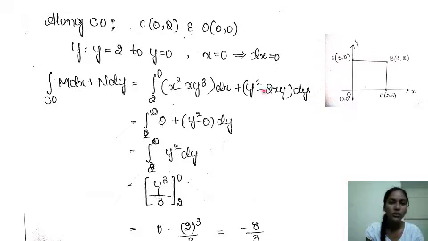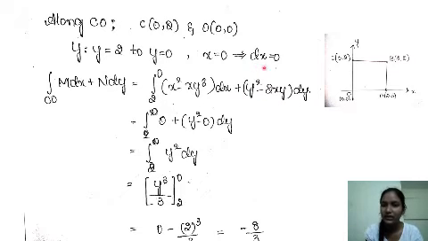Now along CO, if we see the graph, C is the point 0 comma 2 and O is the point 0 comma 0. So here y is changing from 2 to 0 and x is constant, that is 0. So dx is equal to 0. Now integral CO, m dx plus n dy, is equal to integral 2 to 0 of x square minus xy cube into dx plus y square minus 2xy into dy.